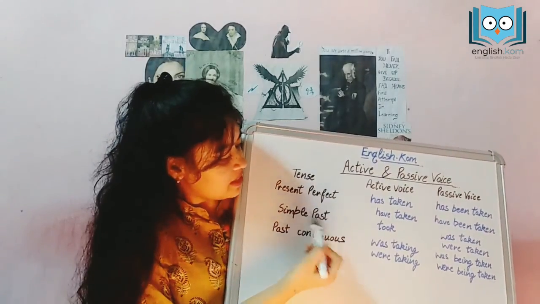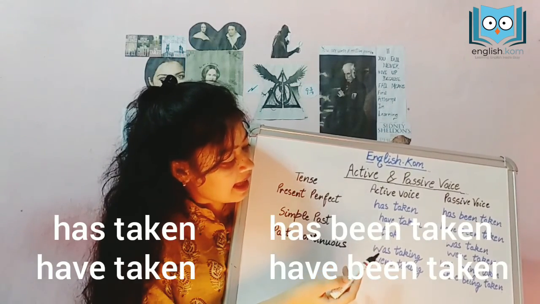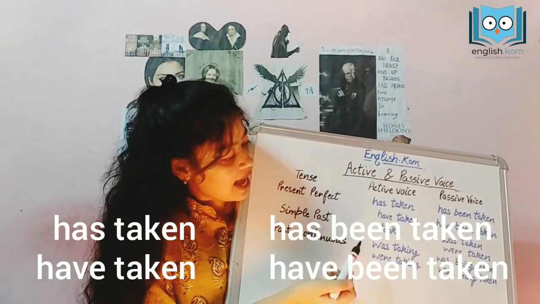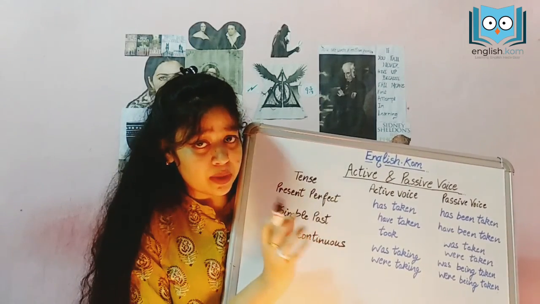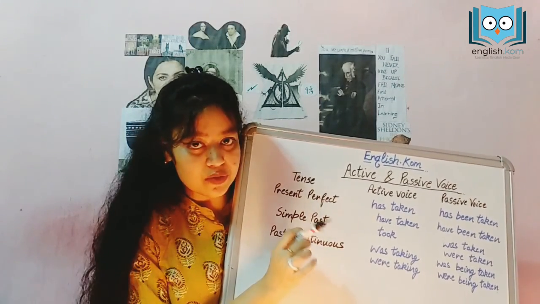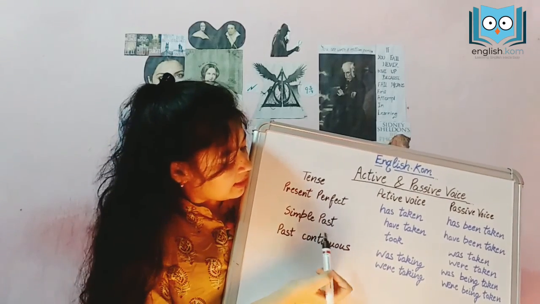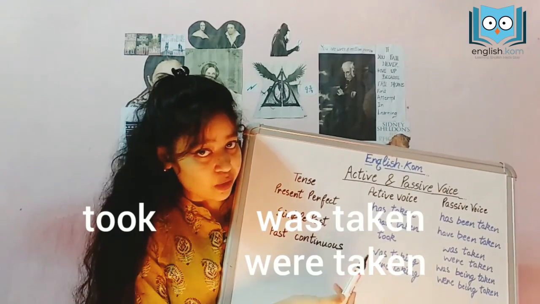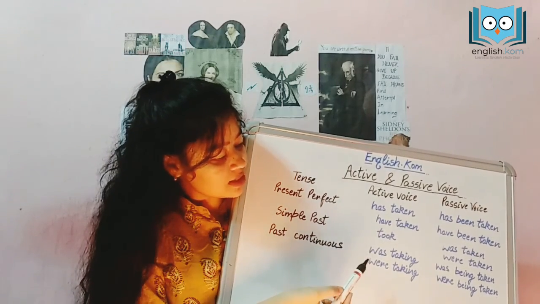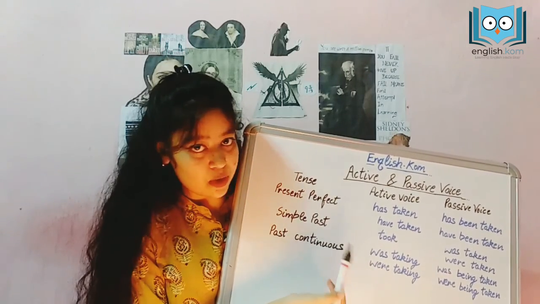Then we have present perfect. In this, has taken and have taken gets converted to has been taken and have been taken. Has is used while referring to a singular person and have is used while referring to a plural person. Then we have simple past. In this, took gets converted to was taken or were taken. Similarly, was is used for the singular and were is used for plural.